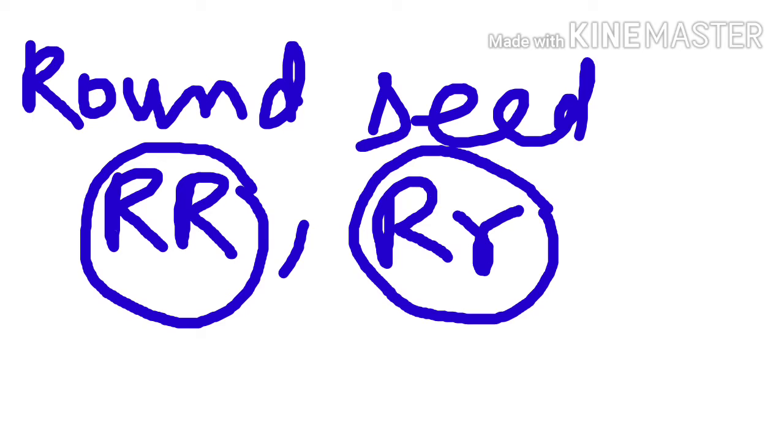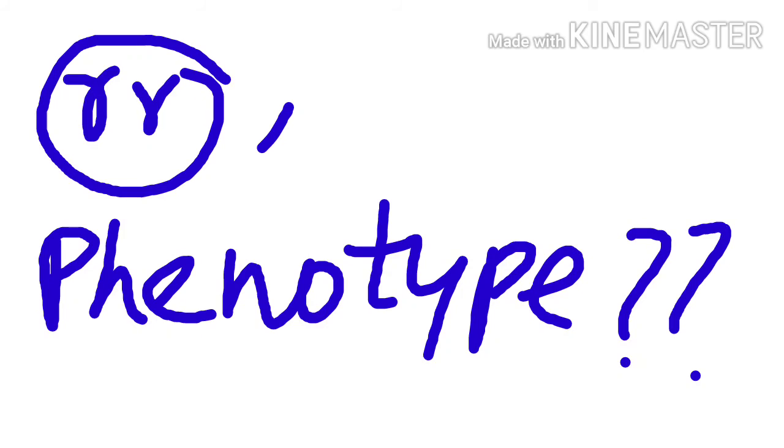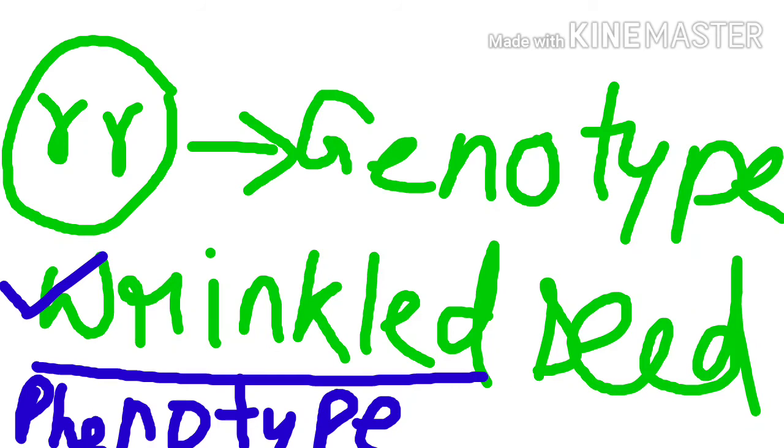Sometimes they give you the genotype, then they ask you the phenotype. For example, if they give you the genotype small r, they ask you what will be the phenotype. In case of pea plant, I told you in the first lecture that small r represents the wrinkled seed. So wrinkled seed will be the required phenotype for small r. Small r is the genotype and wrinkled seed is the phenotype.